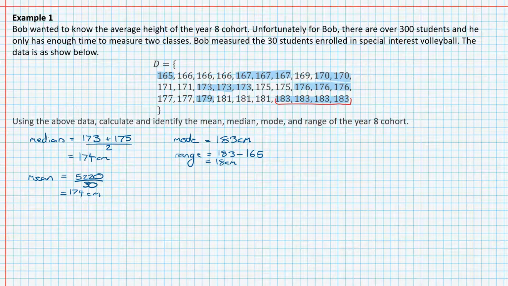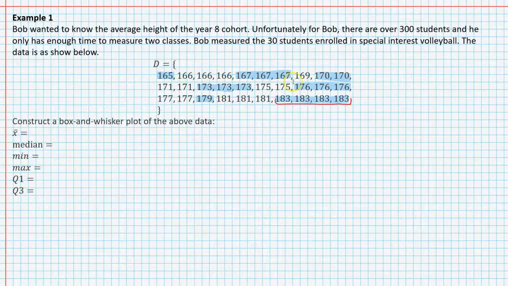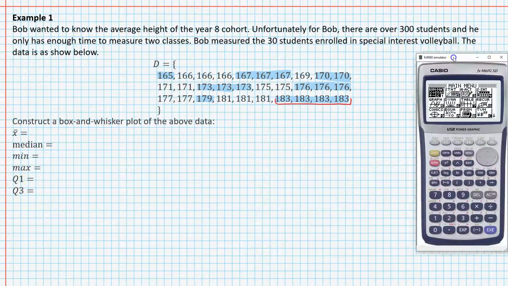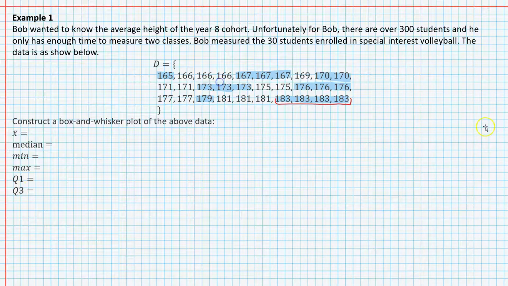So consider the data over here. We want to be able to calculate the mean, so X bar means mean, median, the minimum value in the data set, the maximum value, and then these two new things, Q1 and Q3. I'll explain what they mean in a second. Now, first thing we're going to do is, I'll clear all this out, and we can start from scratch.